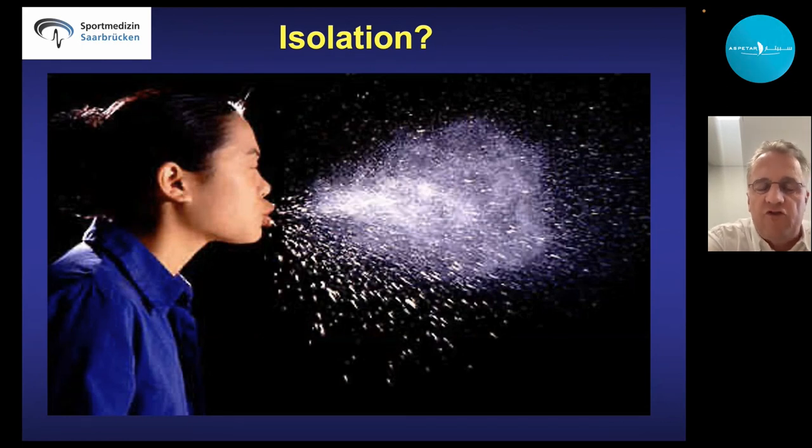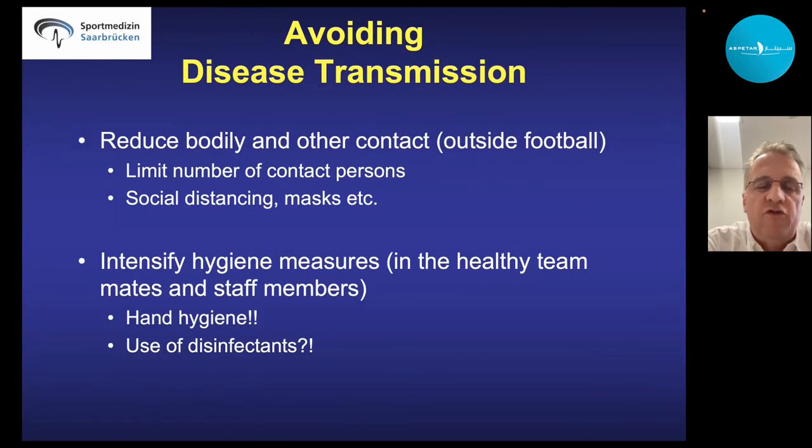Of course, isolation is one measure, and it's been quite popular in football already before the pandemic. And the measures to avoid transmission from one team member to the other are not different from the ones that are useful for the acquisition of the disease from outside of the team. So it's a reduction of contact, it's social distancing, and limiting the number of contact persons.